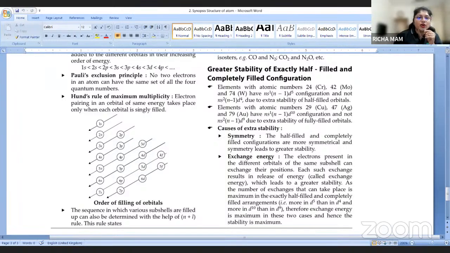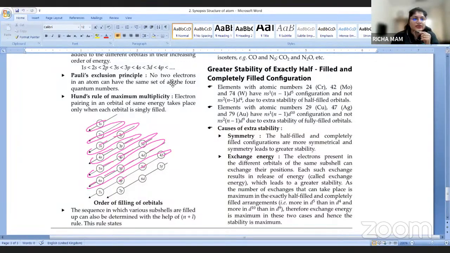So we have to follow the Aufbau principle. It states that the filling of electrons takes place from lower energy orbital to higher energy orbital. So it starts from 1s, then it goes into 2s, then 2p, 3s, 3p, 4s, and so on. Like this the electron filling will take place, from lower energy orbital to higher energy orbital. Okay, fine. So let us see.